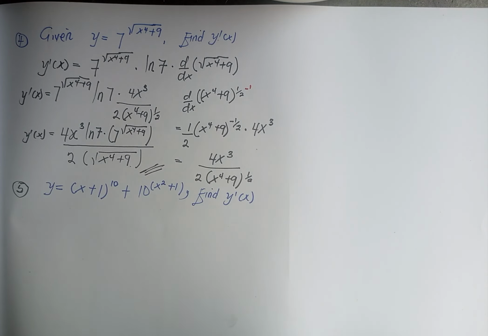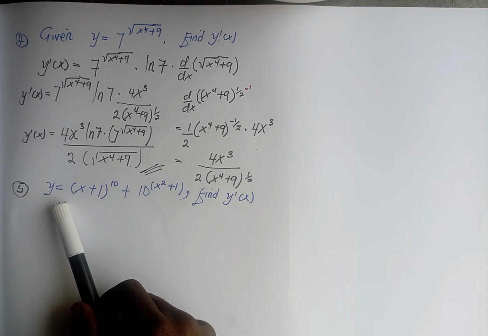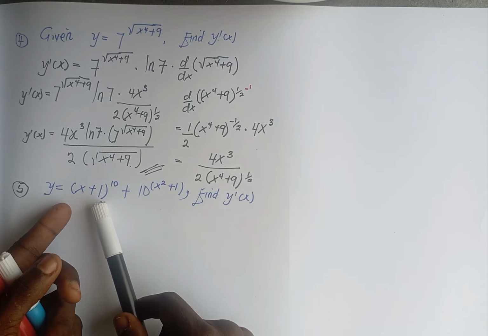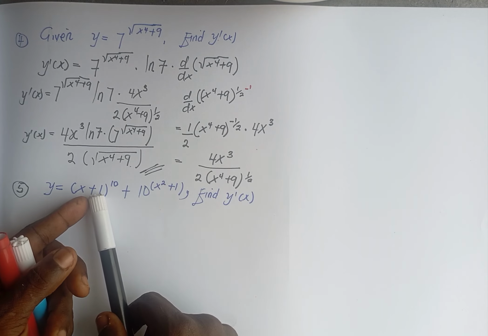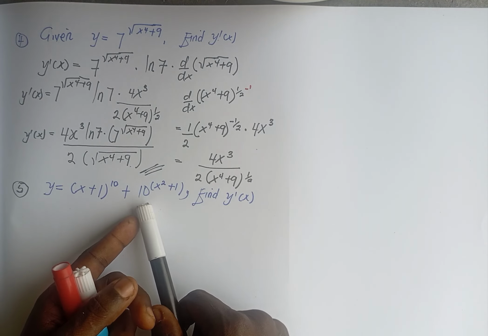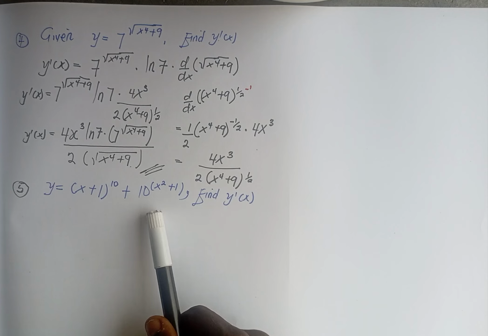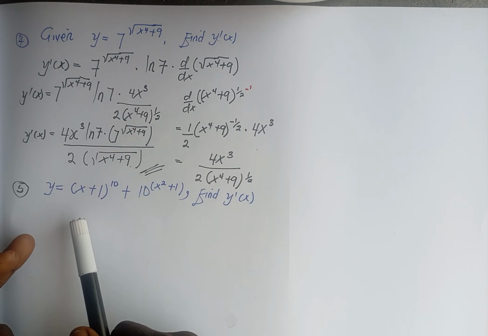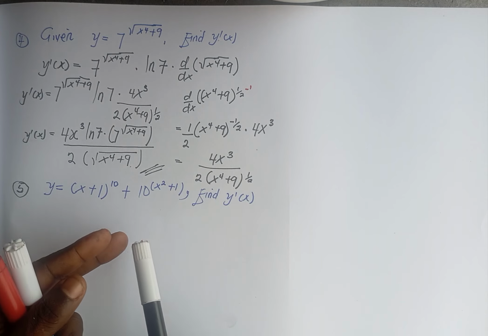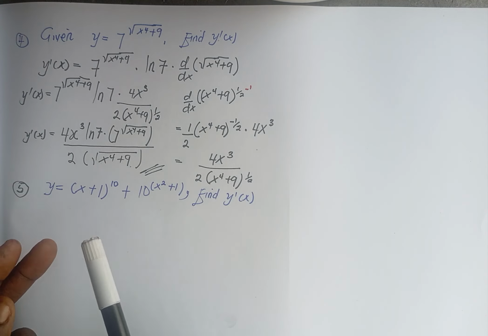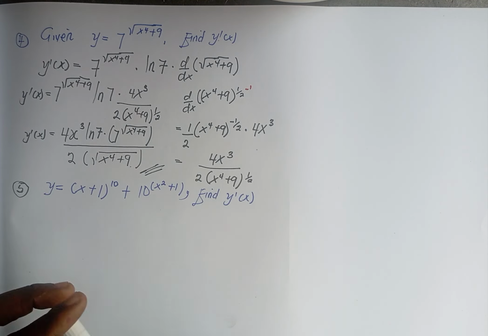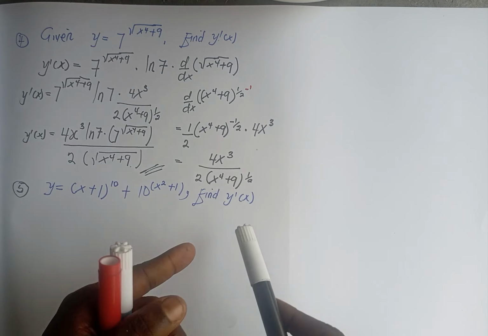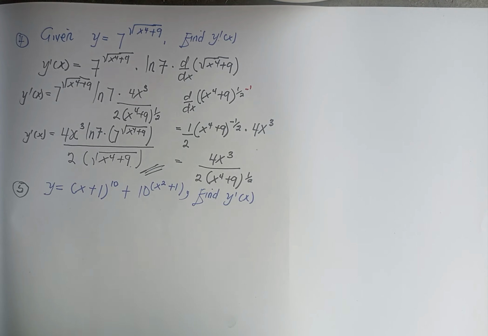So we have our fifth example. We have to find the derivative of this very function. So we have a function of x plus 1 raised to the power 10, and then a general exponential function. So we are going to treat them as such. Now you can see that this is the sum rule. So we are going to apply the sum rule to find the derivative of this, which means that we are going to differentiate each of the functions term-wise. Okay, so we take the first one.